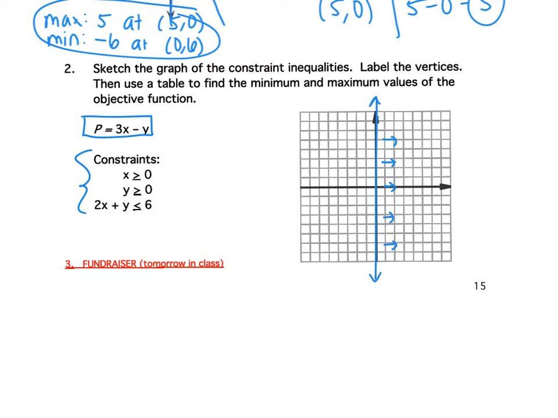Next one we have is that y is greater than or equal to 0. So that will be this line right here.